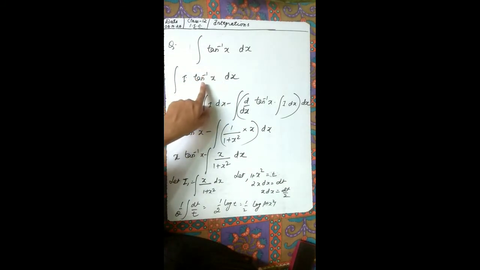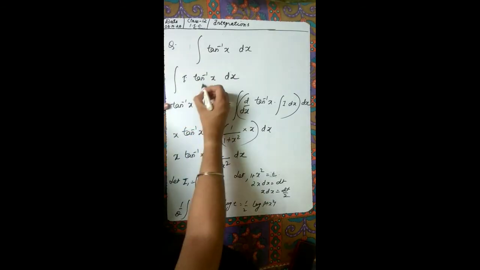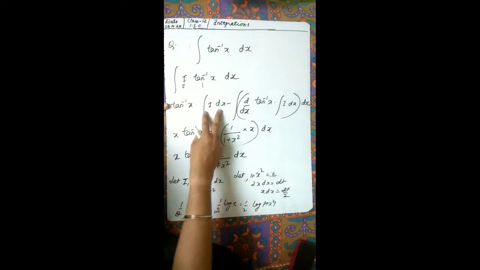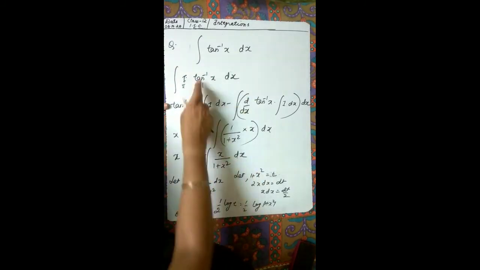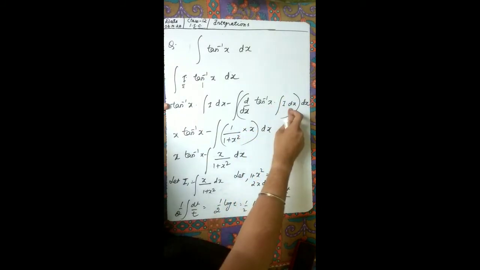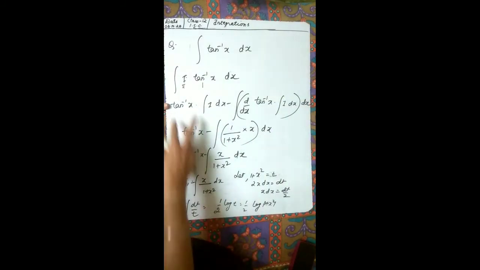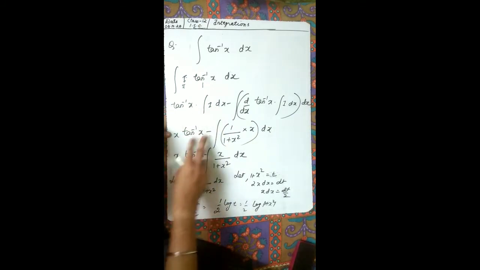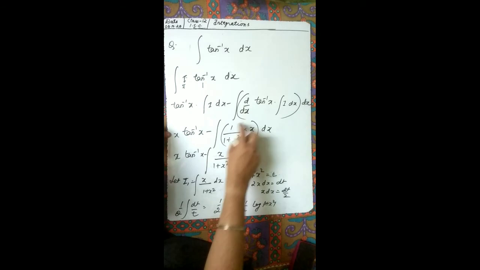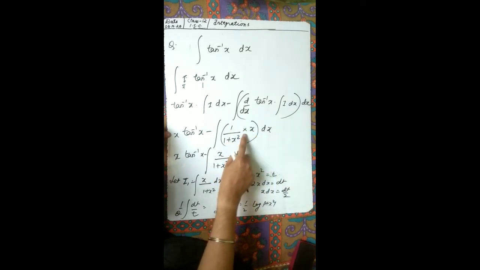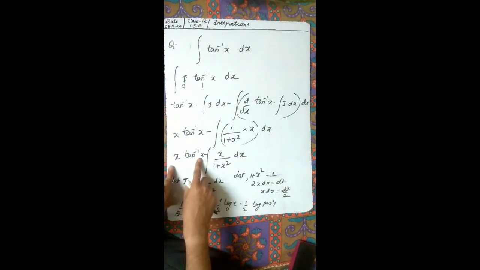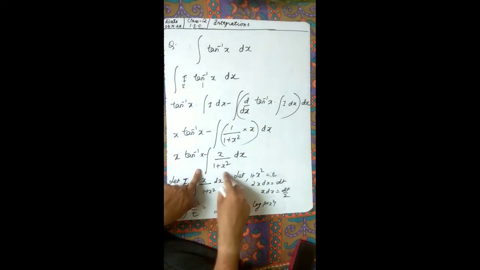So by the ILATE rule, inverse trigonometry comes first, so tan inverse x will be the first function and 1 will be the second function. First function as it is, integration of second function minus whole integration of d dx of first into integration of 1 dx. This will be x tan inverse x minus, d dx of tan inverse is 1 upon 1 plus x square, into x. So this is x tan inverse x minus the integration of x upon 1 plus x square dx.